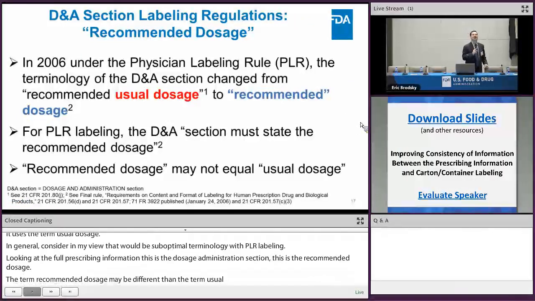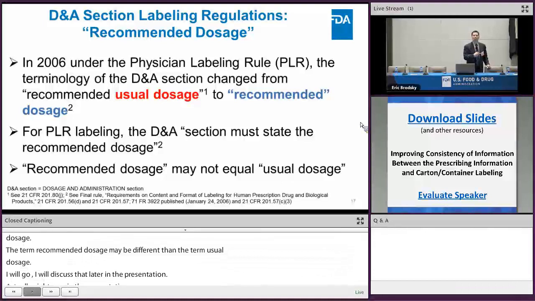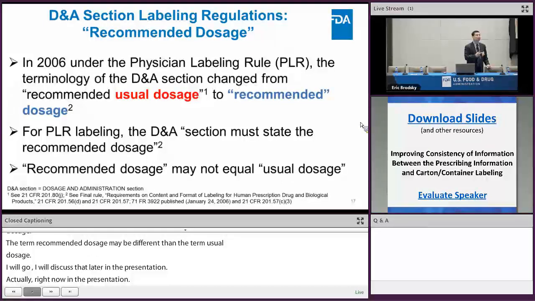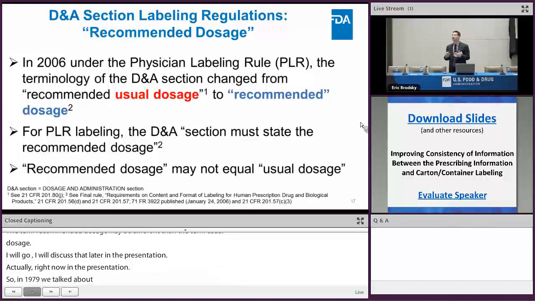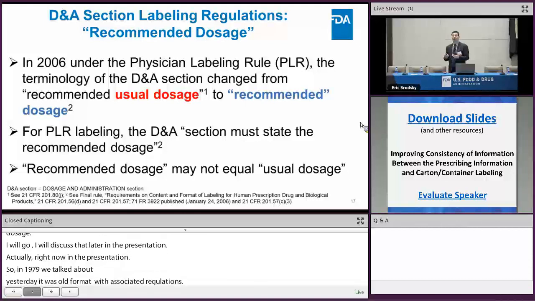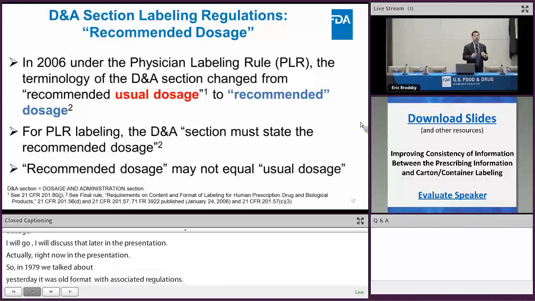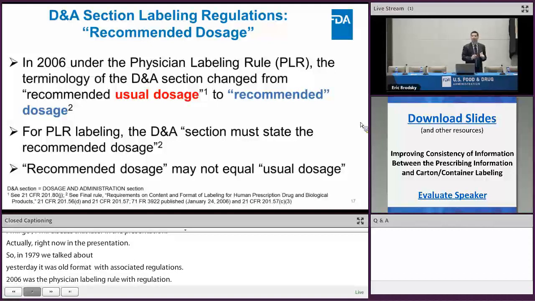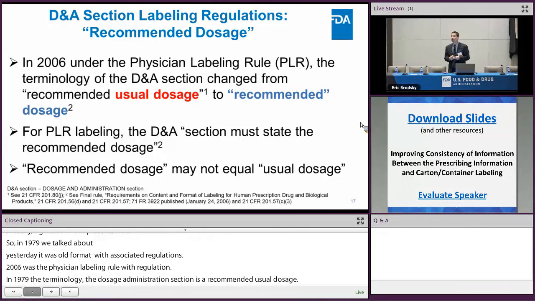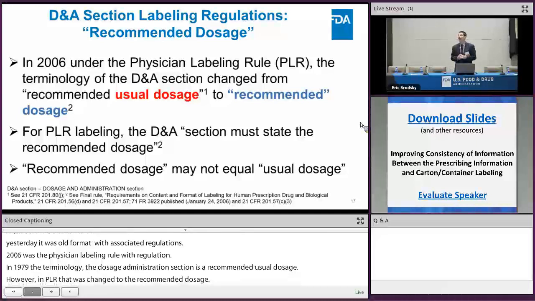So 1979, as we talked about yesterday, was the old format rule with associated regulations. 2006 was the physician labeling rule with associated regulations. In 1979, the terminology in the dosage administration section is the recommended usual dosage. However, in PLR, that was changed to the recommended dosage. So if you go into the regulations for Section 2, the dosage administration section, it states recommended dosage. And as stated earlier, the recommended dosage may be different than the usual dosage.